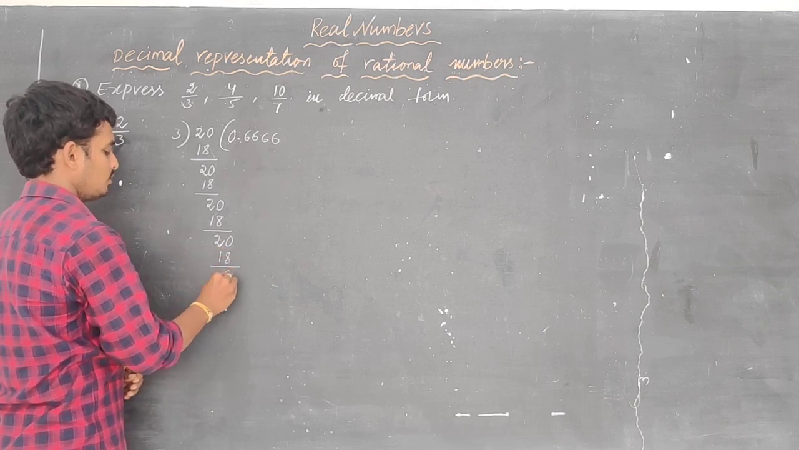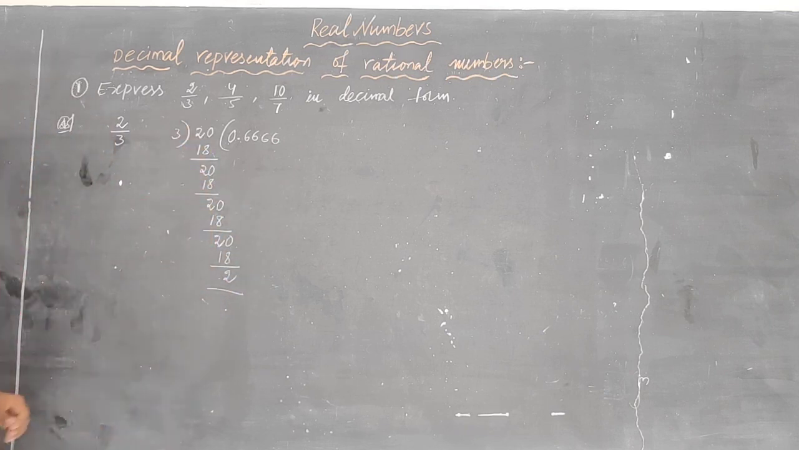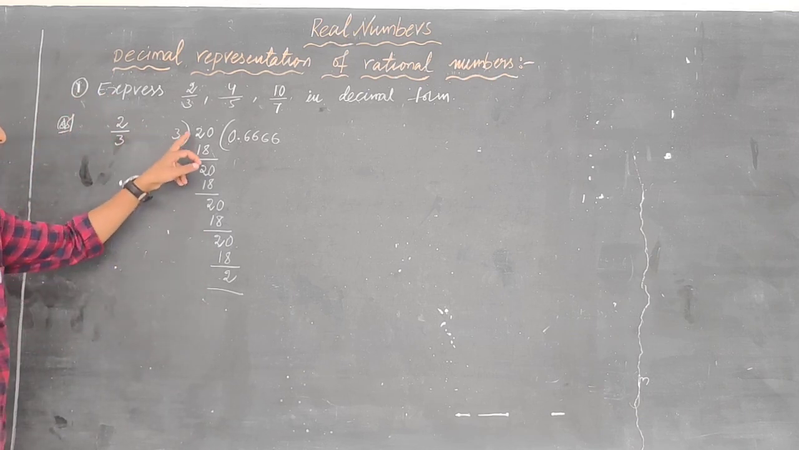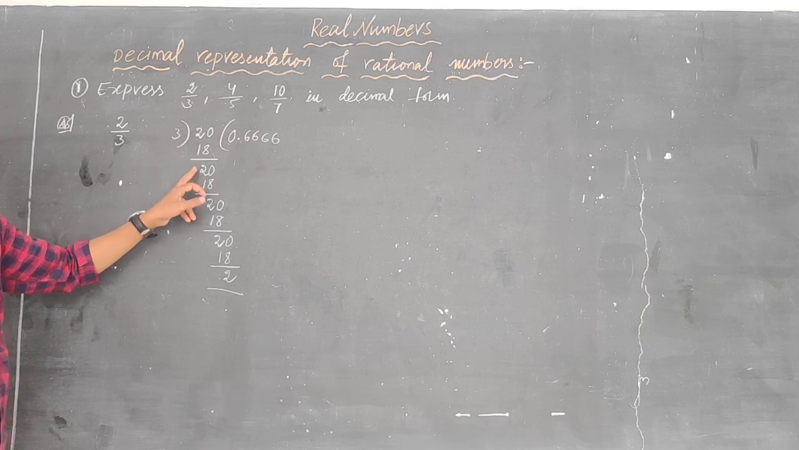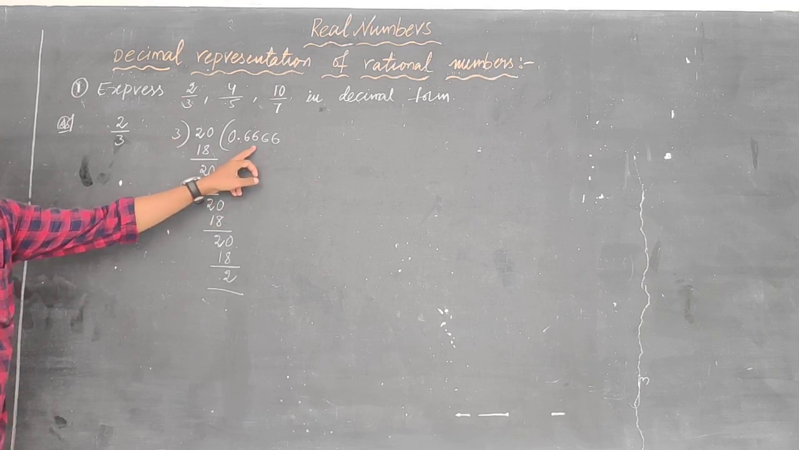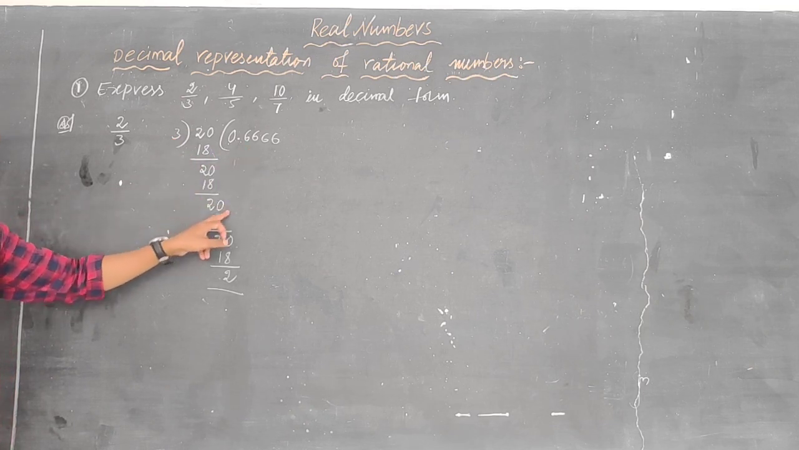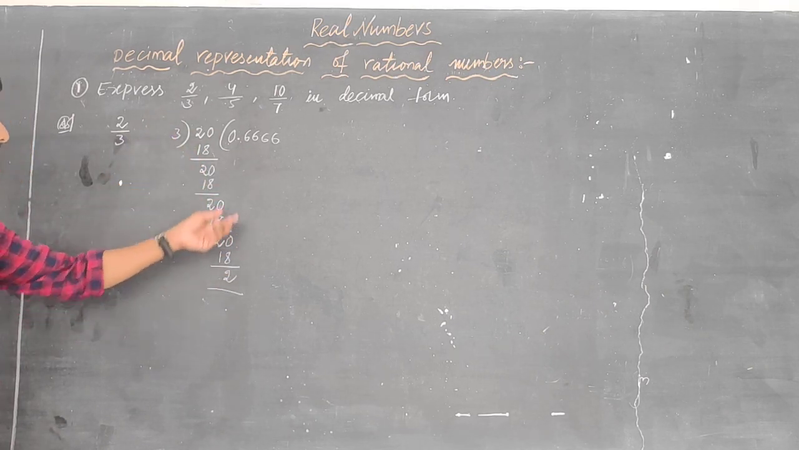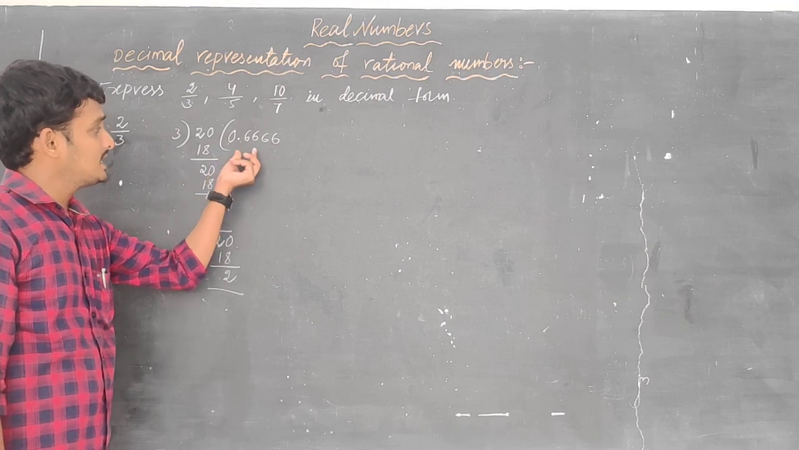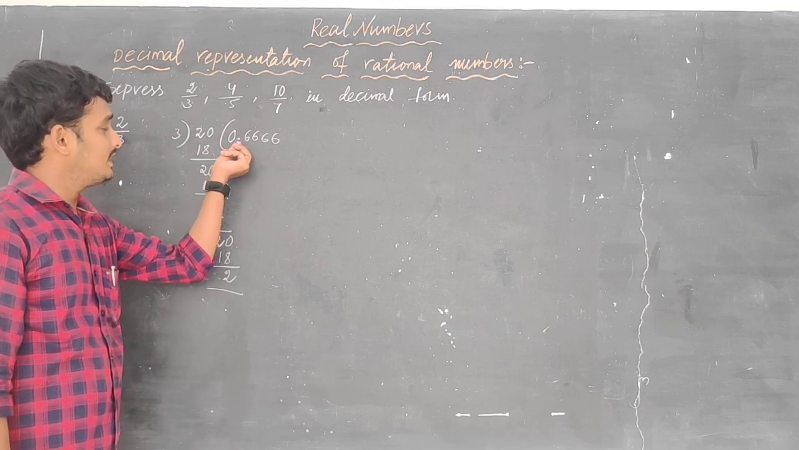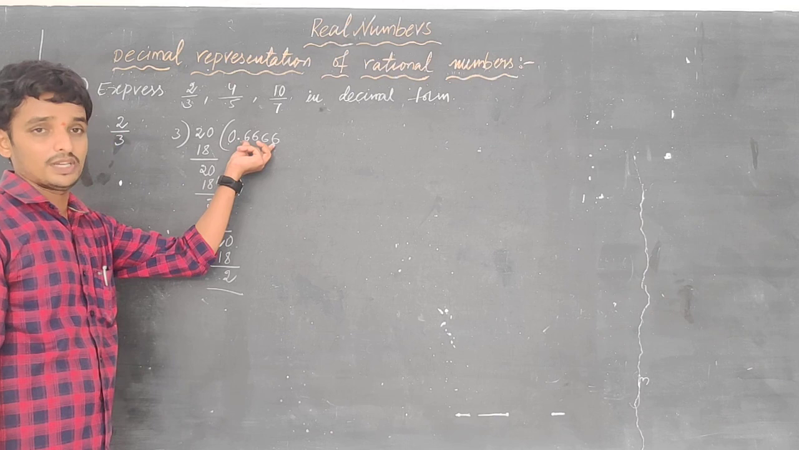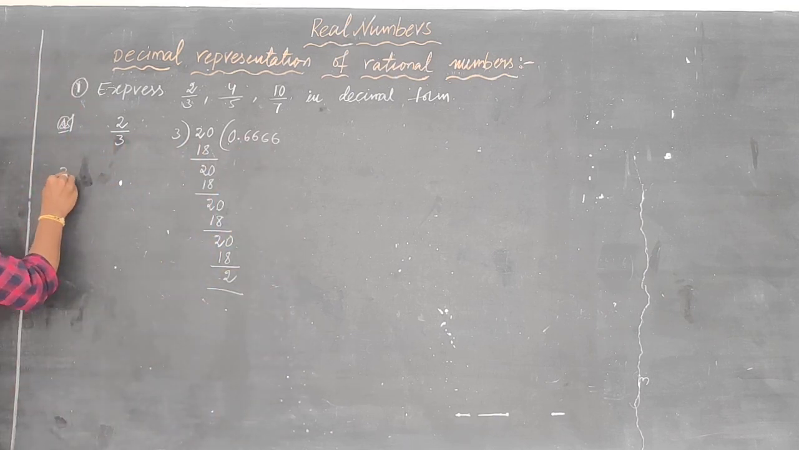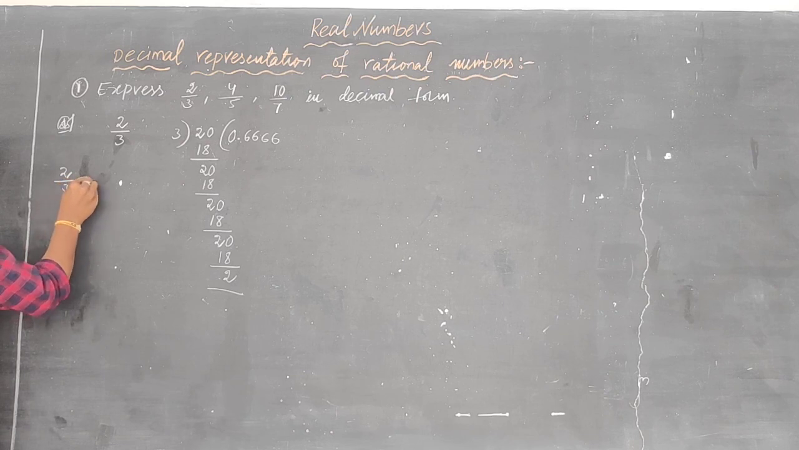The remainder is 2. If you observe the division process, 2 is repeating again and again. 6 3s are 18, remainder 2, again 20, again 6 3s are 18. So it's repeating continuously. That means the number 6 is continuously repeating in the decimal part. Now I am writing, 2 by 3 is equal to what I am getting?